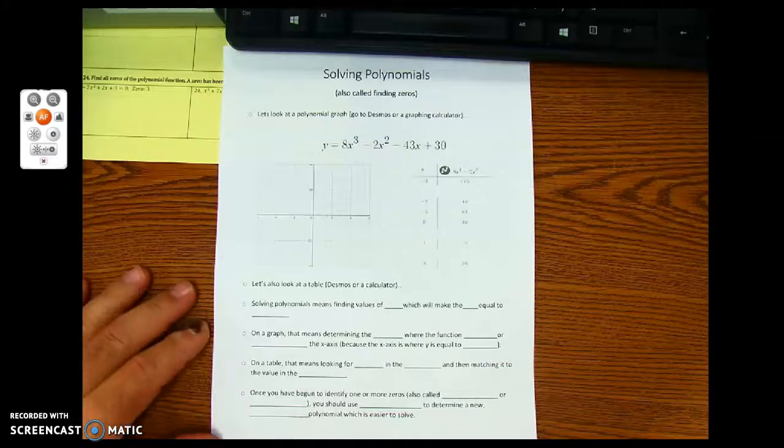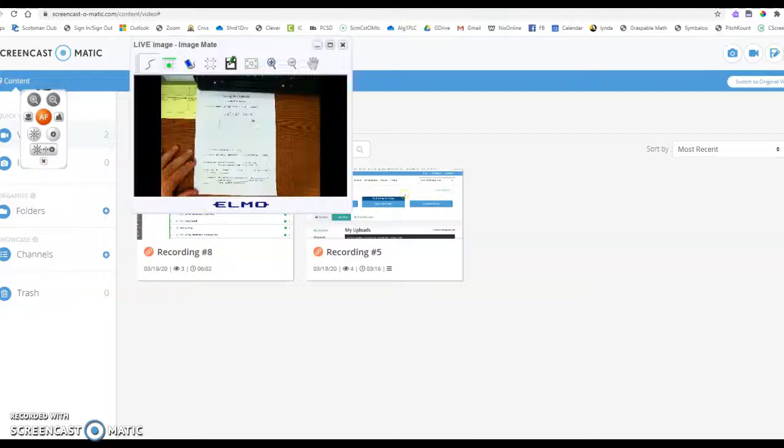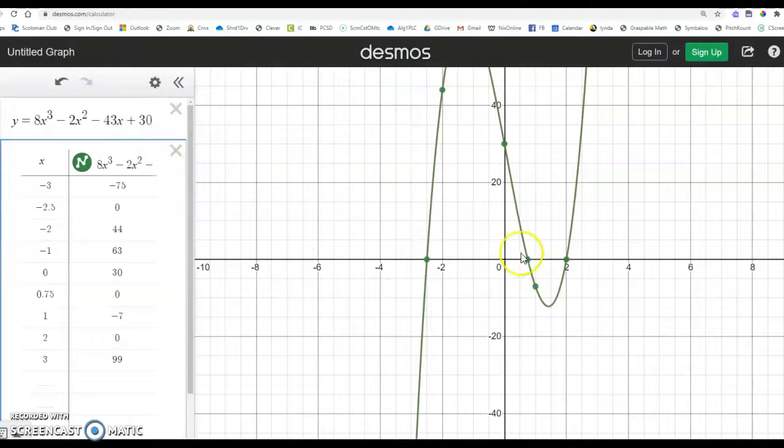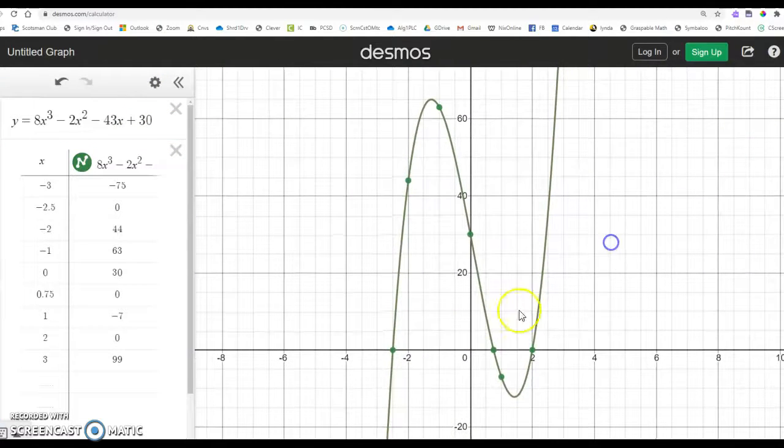Now, what I want to do first is look at it with a graph. So I'm going to go to Desmos, and I've got it graphed right here for you. I'm going to move the graph a little bit. There you go. It's this curvy-shaped function, and finding the zeros of a polynomial means you're looking for where the graph crosses the x-axis. It looks like it crosses right here at 2, 0.